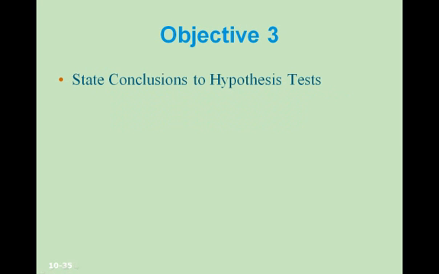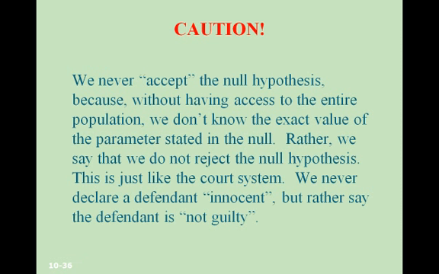Objective 3. State conclusions to hypothesis tests. We need to exercise caution. We never accept the null hypothesis because without having access to the entire population, we don't know the exact value of the parameter stated in the null. Rather, we say that we do not reject the null hypothesis. This is just like the court system. We never declare a defendant innocent, but instead we say the defendant is not guilty.